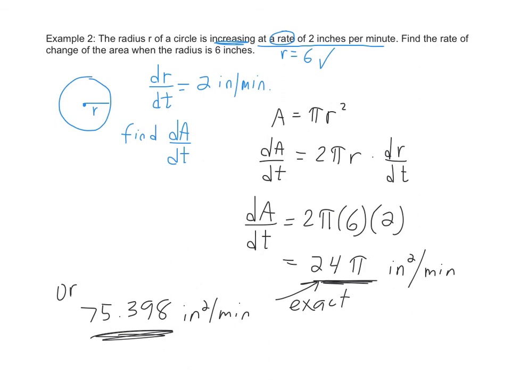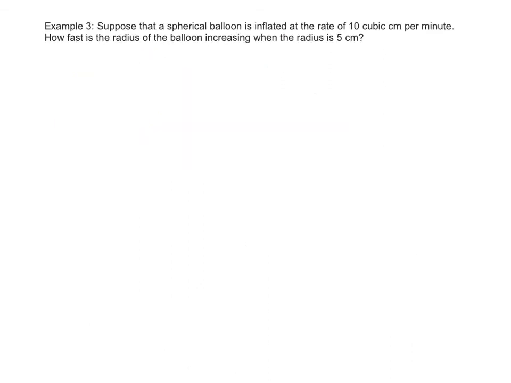On to the last one. Now we have a spherical balloon. So I'm not going to go too crazy trying to draw this. We have this balloon, and we're talking about it being inflated at a rate of 10 cubic centimeters per minute. So this is obviously difficult to do, but we're talking about a 3D image here, a sphere. We're told that the rate, so circle that keyword, at which it's inflated is 10 cubic centimeters.